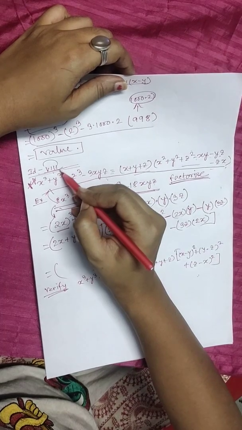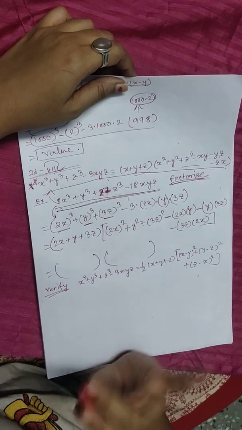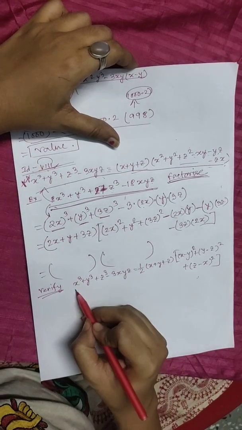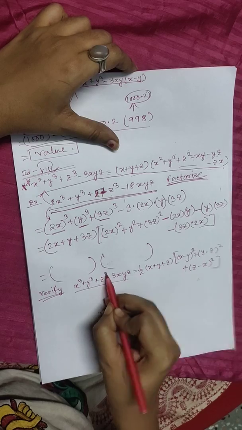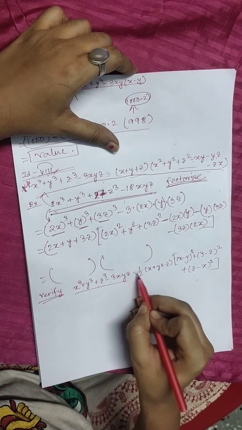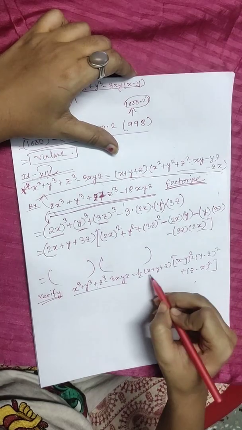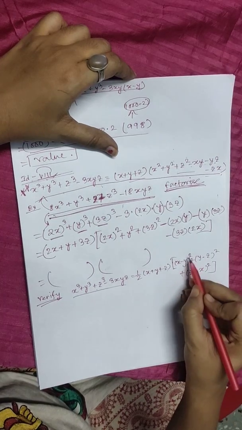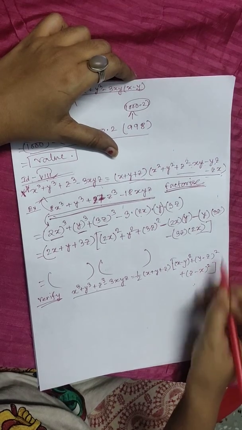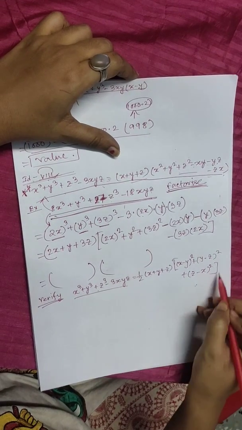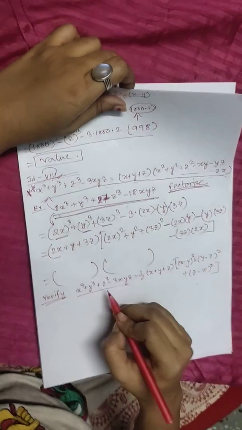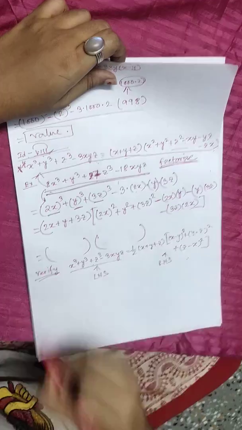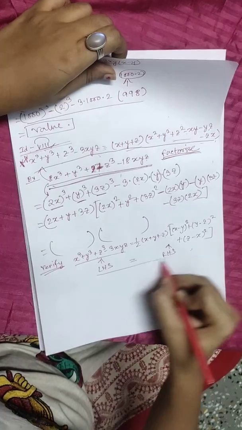So, under identity 8, there is a very important verification which you will get in your exercise. And the verification is like this: x cube plus y cube plus z cube minus 3xyz will be equal to half into (x plus y plus z) into [(x minus y) whole square plus (y minus z) whole square plus (z minus x) whole square]. So how will you verify this? This is the LHS and this is the RHS. You have to prove that LHS is equal to RHS.